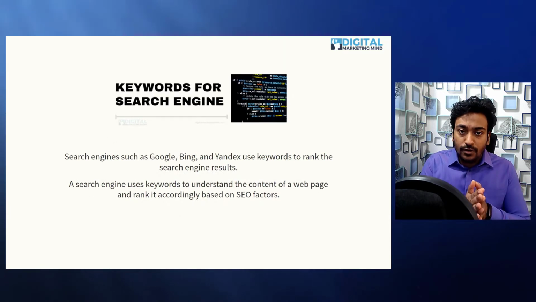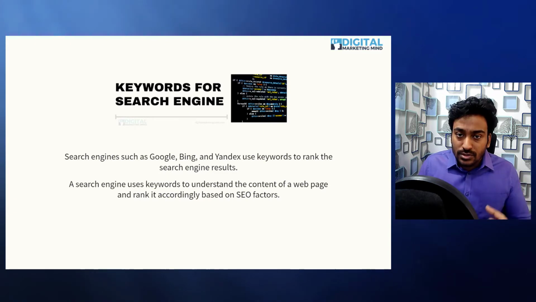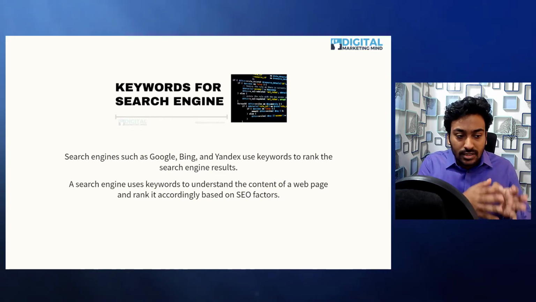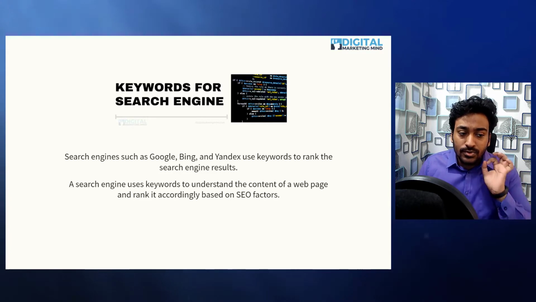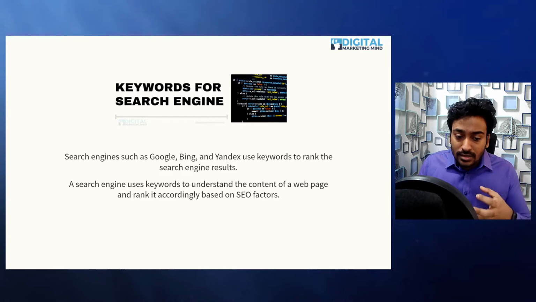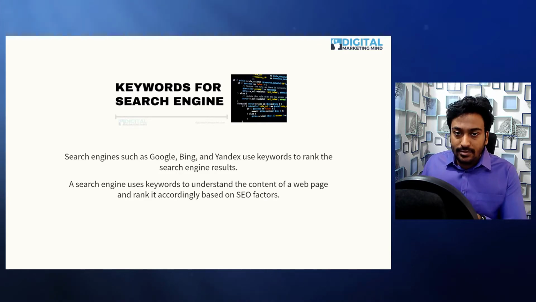Now let's take a look from a search engine's perspective. What are keywords for a search engine? Search engines such as Google, Bing, and Yandex use keywords to rank search engine results. A search engine uses keywords to understand the content of a web page and rank accordingly based on SEO factors.